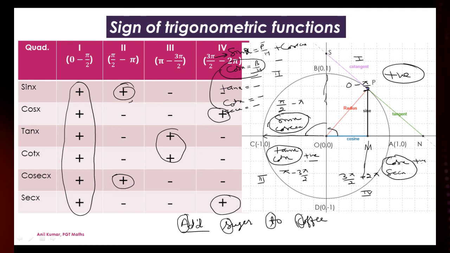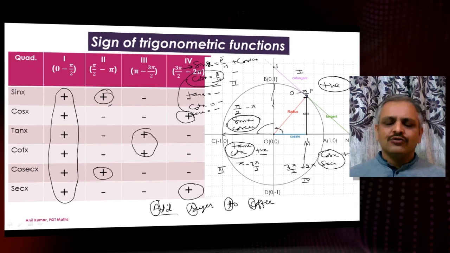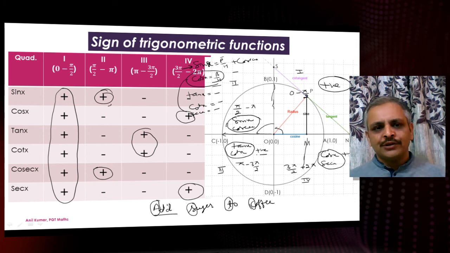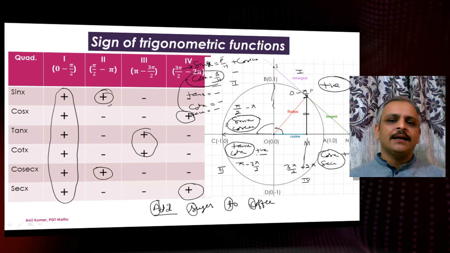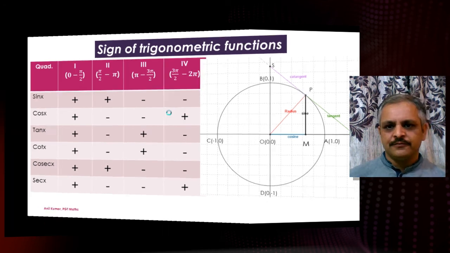Or you can make another sentence like that: Assam State Travelling Corporation, or After School To College. So many, it's your wish how you learn them. But in the first quadrant, remember, all are positive. In the second quadrant, sine and its reciprocal positive. Third quadrant, tan and cot. In the fourth quadrant, cos and sec are positive.